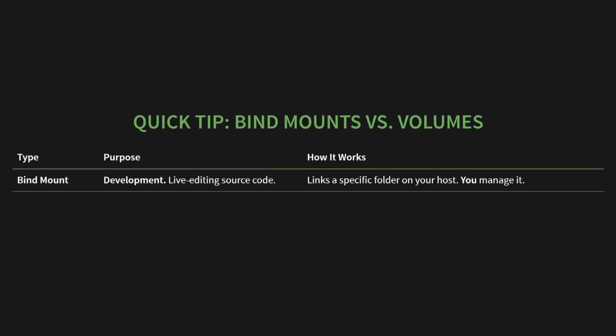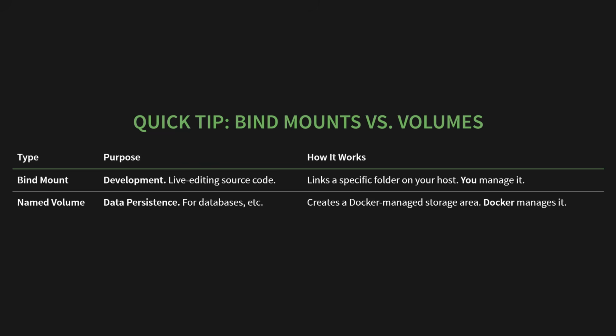Now for a quick tip. You're going to hear about bind mounts and volumes, and it can be confusing. Let's clear it up. As you see in this table, there are two main types. The first is a bind mount. Its purpose is development, live editing source code. It works by linking a specific folder on your host machine. You manage it. The second type is a named volume. Its purpose is data persistence. Think databases, user uploads, things you can't lose. It works by creating a Docker-managed storage area. Docker manages it. We'll use these later.